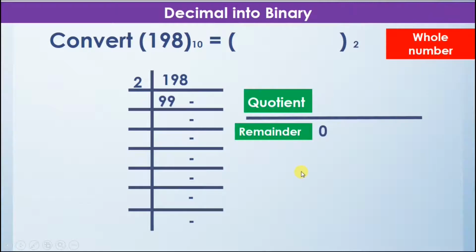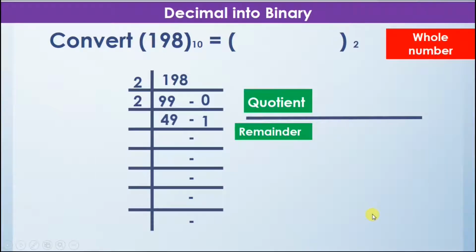So 99 comes here just like it happens in prime factorization, and remainder comes here. Again we have 99, so we will divide 99 by 2. When we divide 99 by 2, quotient is equal to 49 and remainder is equal to 1. So 49 comes here and remainder comes here.